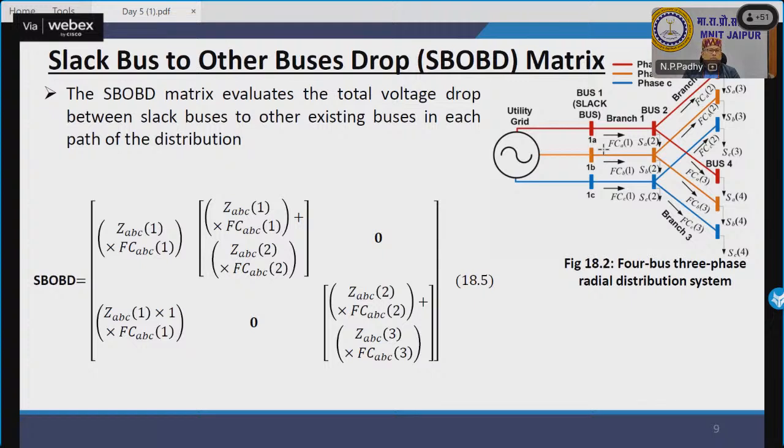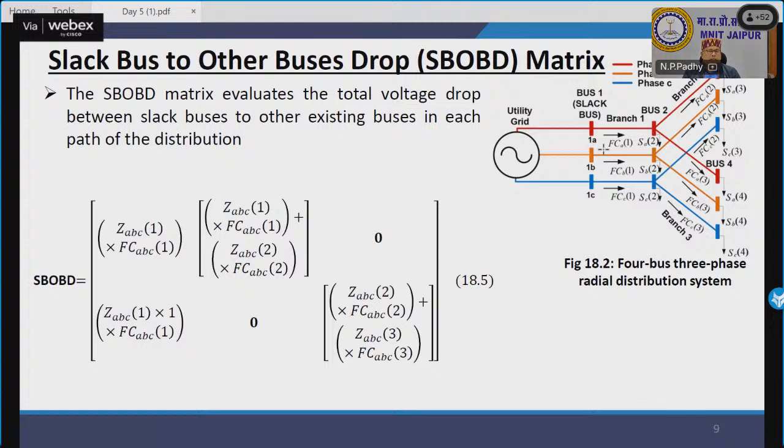Now, moving to slack bus to other bus stops, the SBO-BD matrix. The SBO-BD matrix evaluates the total voltage drop between the slack bus and the other existing buses in each path of the distribution. Am I right? So it is again the same form, but here what we are doing is multiplying ZABC1 into FCABC1, and then we are moving to ZABC1 to 2.